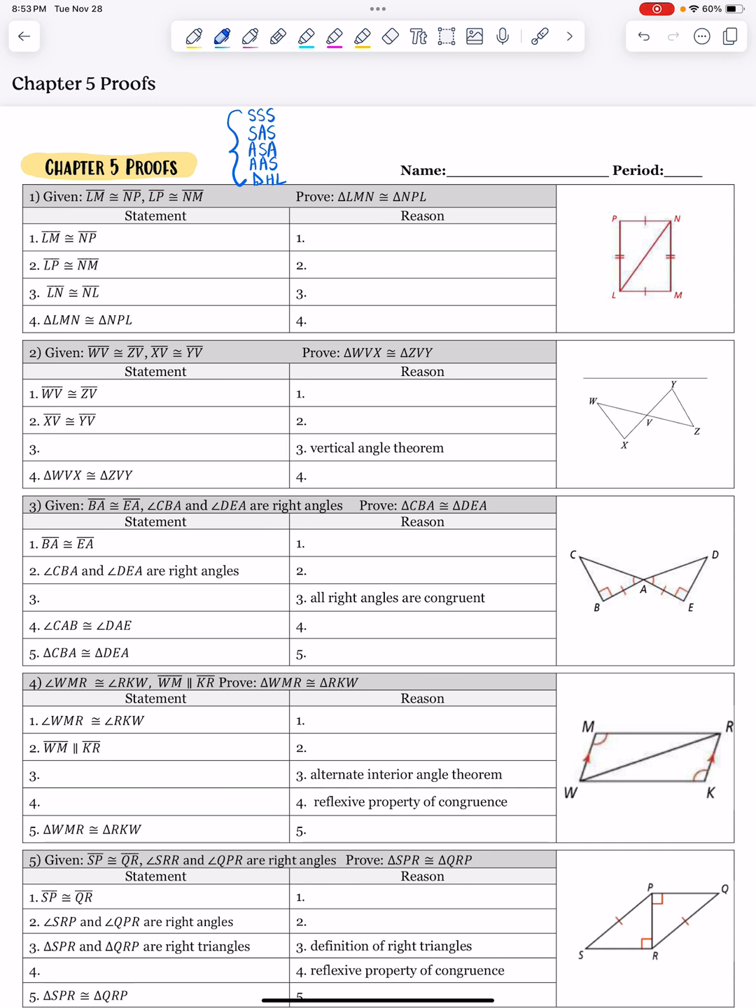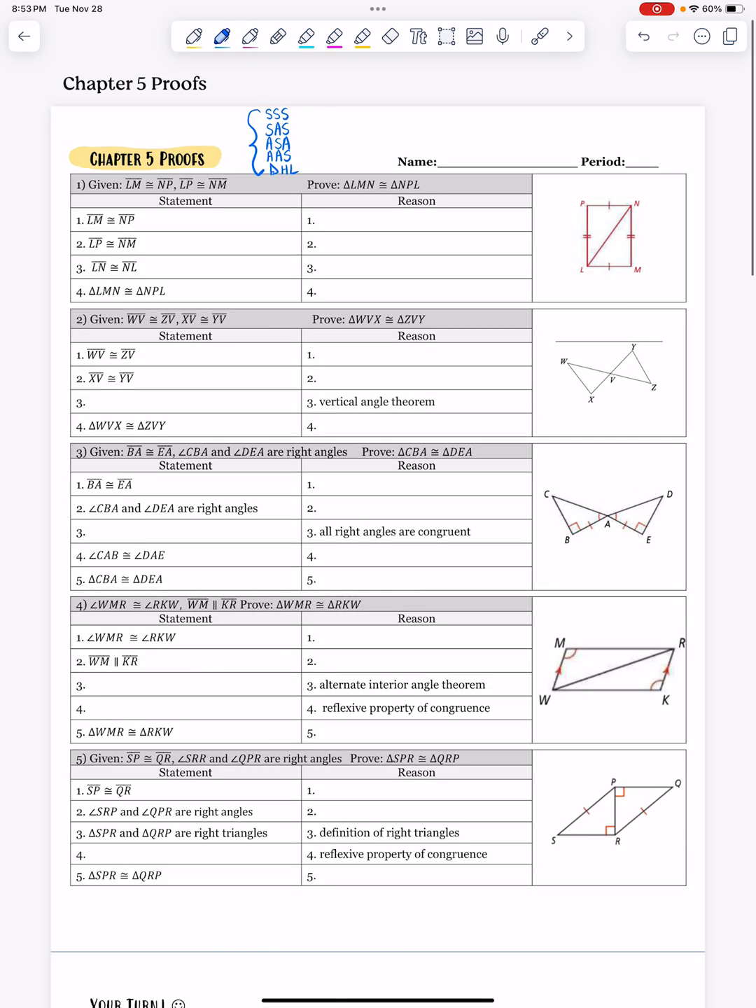And so I've given you 5 proofs here, and there are 5 of the shortcuts. So this is just to continue to practice proofs and to get you used to them. So what we're going to do first is we are going to look at the very first picture.